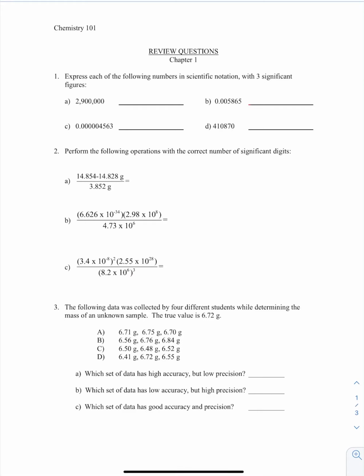Okay. So number 1 says to express each of the following numbers in scientific notation with 3 significant figures. So the way I approach these problems is I'm looking at the first one, part A, and I know that I have to report 3 significant digits, and this number is 2,900,000. And the only way I could do this with 3 significant digits is by putting it in scientific notation. So I have to put it in scientific notation first. So the first thing I'm going to write down are the 3 significant digits, which is 2.90, right?